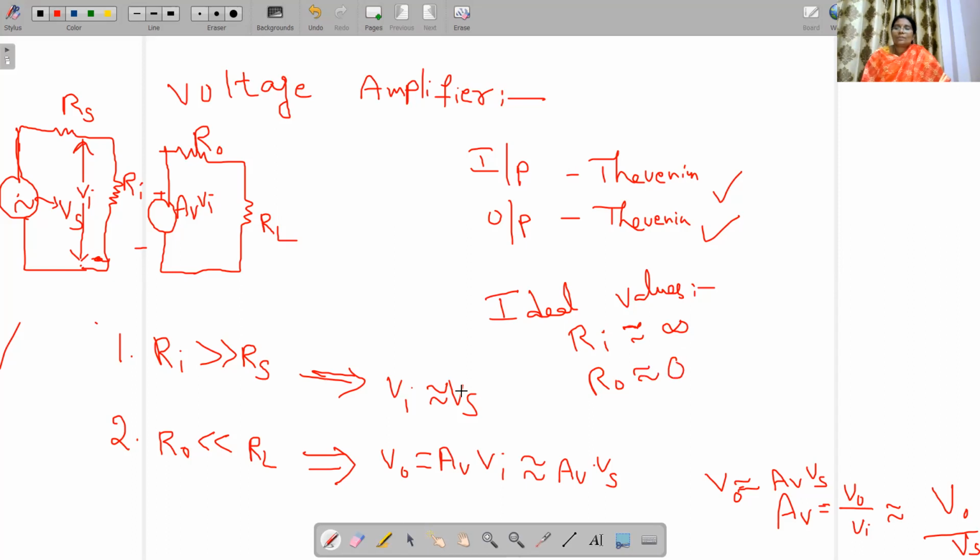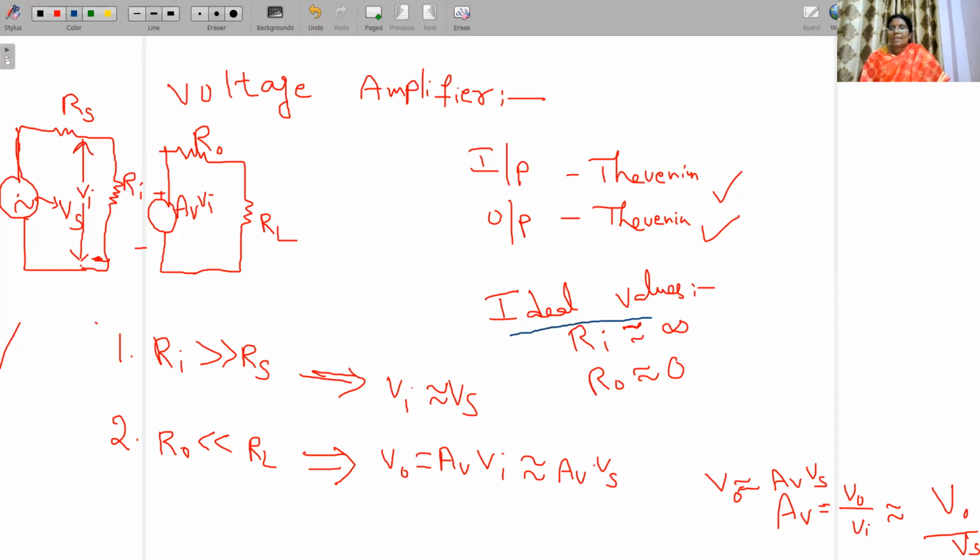Why? Because why you have to take these two conditions? Tell me, any one of you, why you have to take the two conditions. The first condition is we have to take the ideal values: Ri is infinity and Ro is equal to 0. These are the two conditions you have to define for the voltage amplifier, right? Any doubts in this? This is about the voltage amplifier.